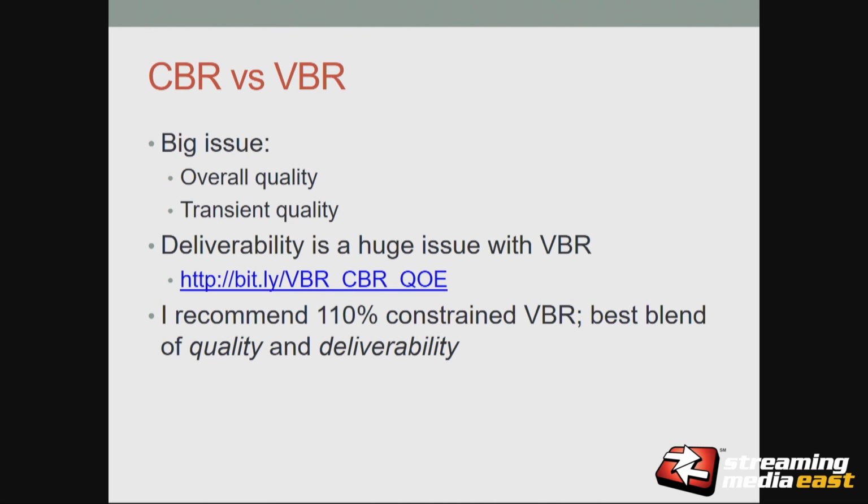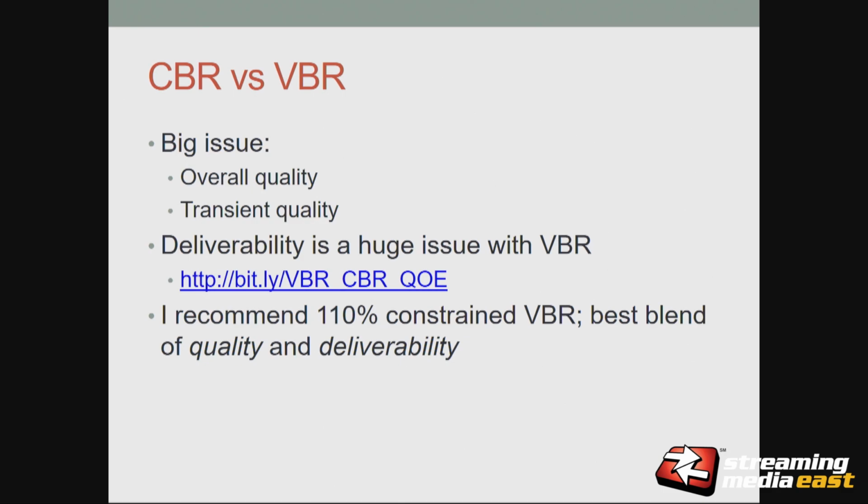And what I've come to is I recommend 110% constrained VBR because it avoids the transient quality issues that we saw with CBR. The quality delta between that and 200% constrained VBR is not that significant, and it gives you a lot better deliverability. And I wrote a whole article about that on my website that's available here.